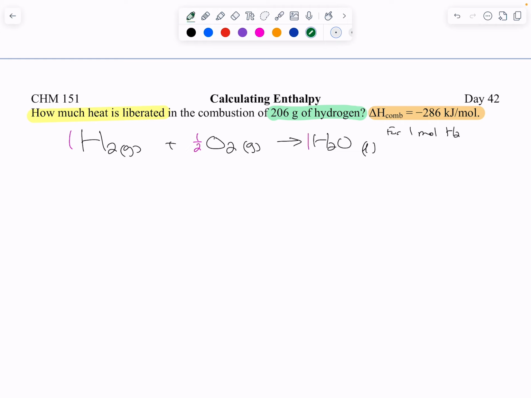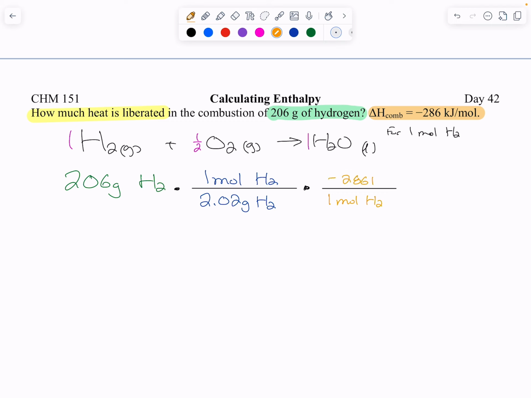So now we have 206 grams of H2. Well, what has to go on the bottom? Grams of H2. 2.02 grams of H2 is 1 mole of H2. And we're going for heat, right? And so we know that 1 mole of H2 produces negative 286 kilojoules of heat. And so if I do the 206 divided by the 2.02 times the negative 286, I get negative 29,200 kilojoules. So that's how much heat is released when 206 grams of hydrogen is burned.